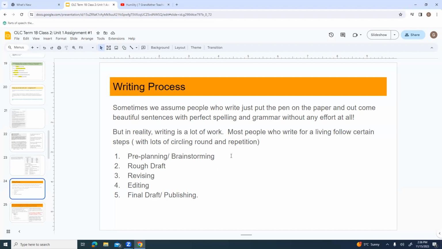Okay. So our first step is pre-planning or brainstorming. Our second step is a rough draft. Our third step is revising that rough draft. Then our fourth step is editing or proofreading our rough draft to make sure we've got all our spelling and conventions done correctly. And then we've got our final draft, or what's sometimes called publishing. In our case, it's handing it in to me.